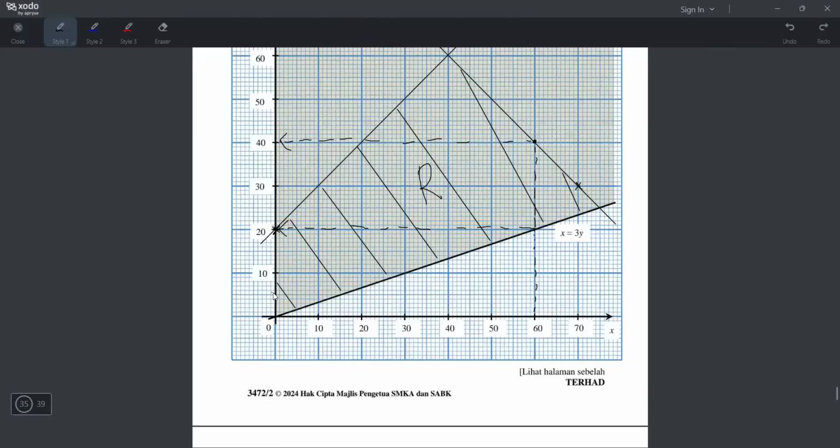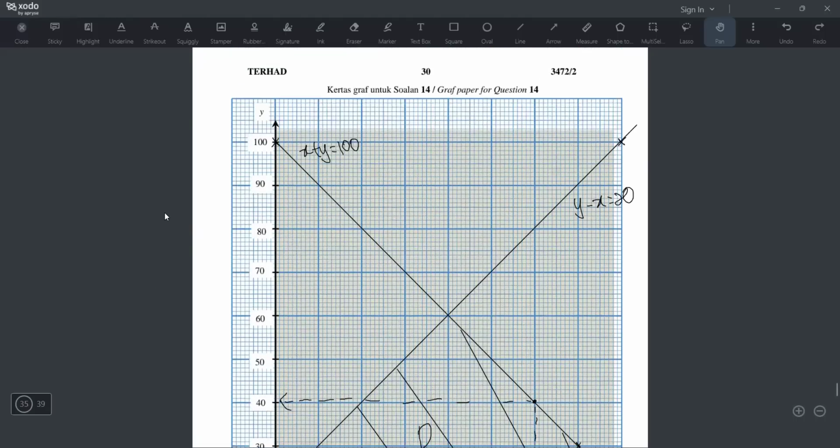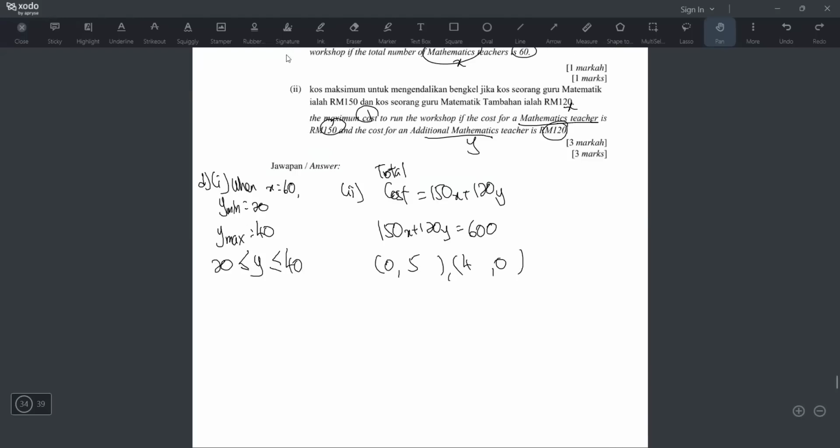Okay, (0, 5) is here. (4, 0) is just 1, 2, 3, 4, right? Actually, you can also do it this way: just draw the line and then later you slide until the maximum point. But if you don't like it, because the points are very near to each other, what you can do is you can add a 1 zero.